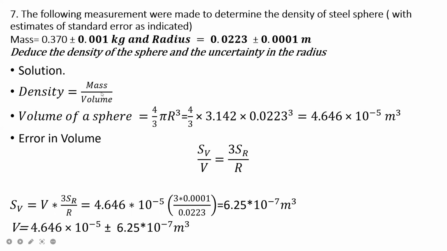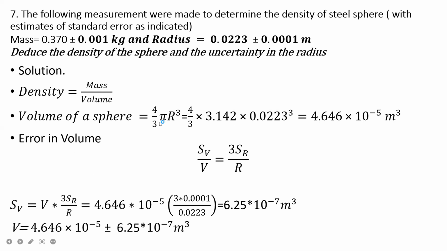What we're supposed to do here is this. The density, like we know, is defined as mass divided by volume, and the volume of a sphere is defined as 4/3 pi r cubed. So we have to calculate the volume, putting our value for r there. We'll get 4.646 times 10 to the power minus 5 meter cubed.